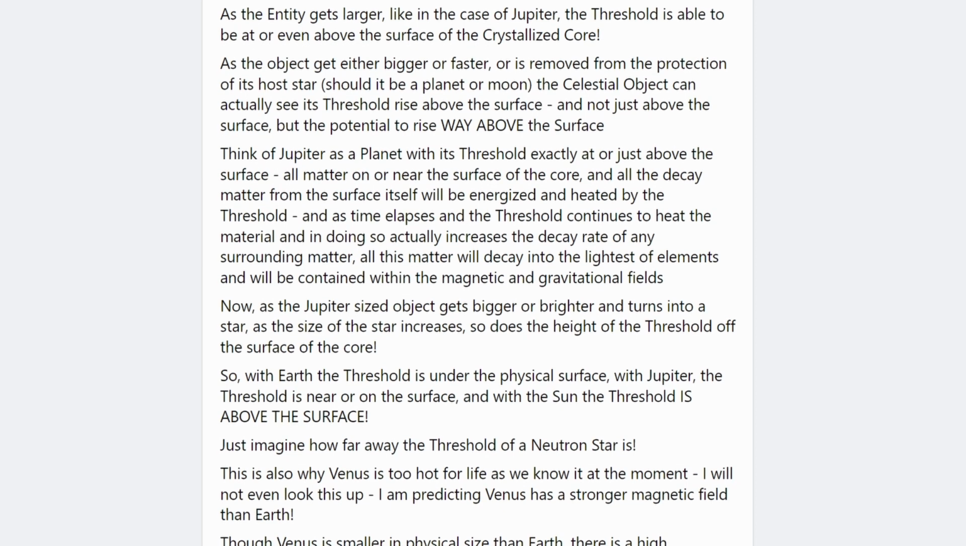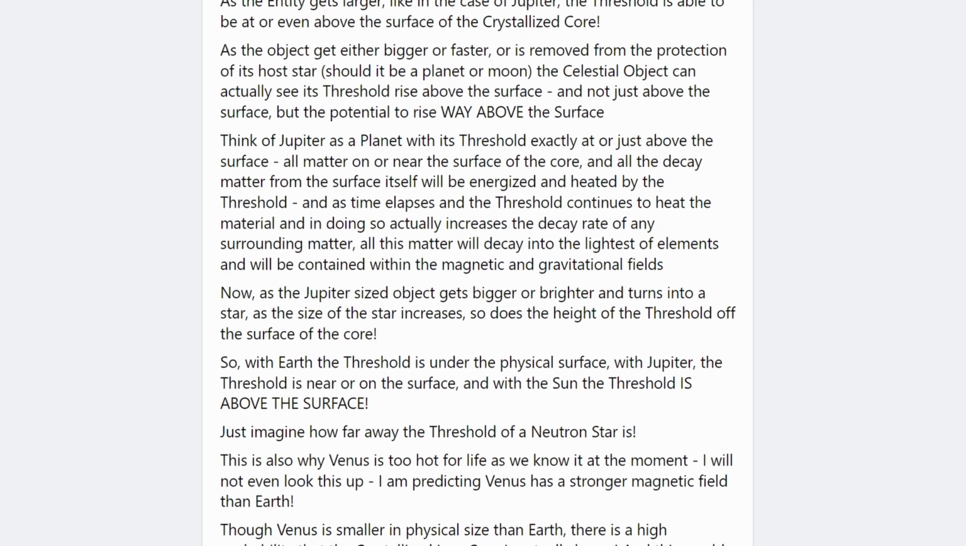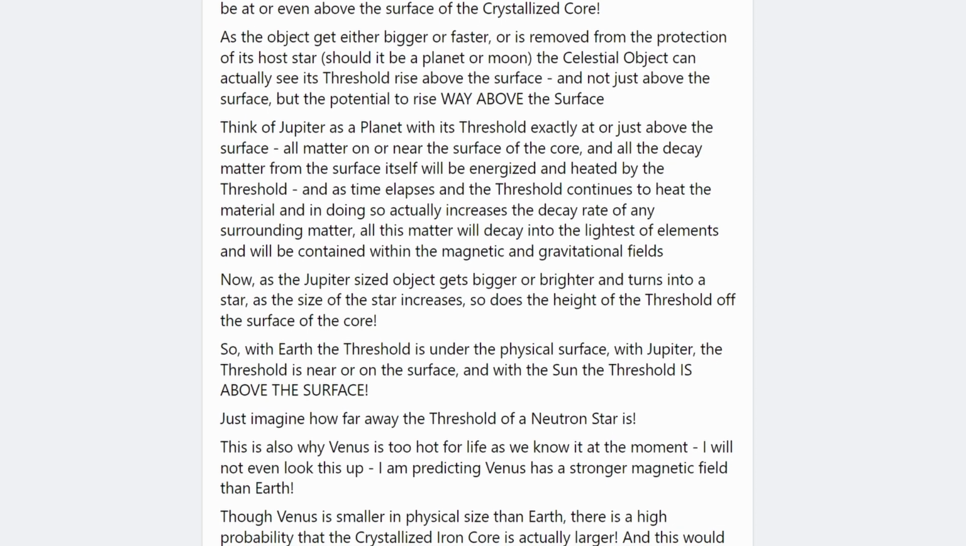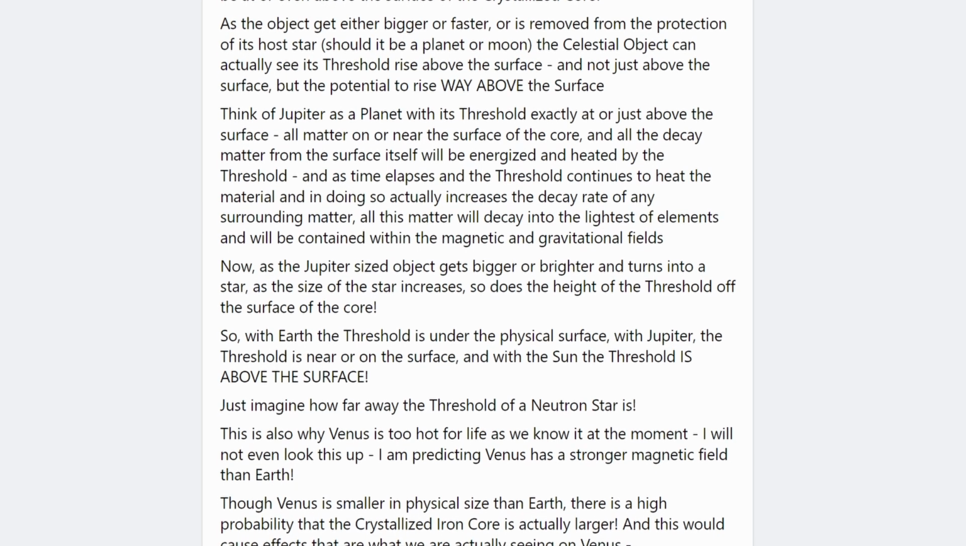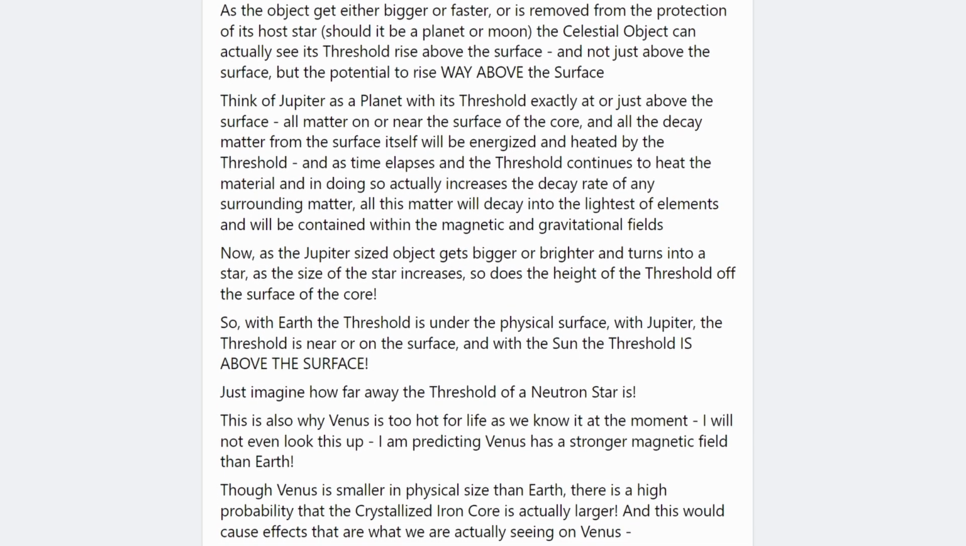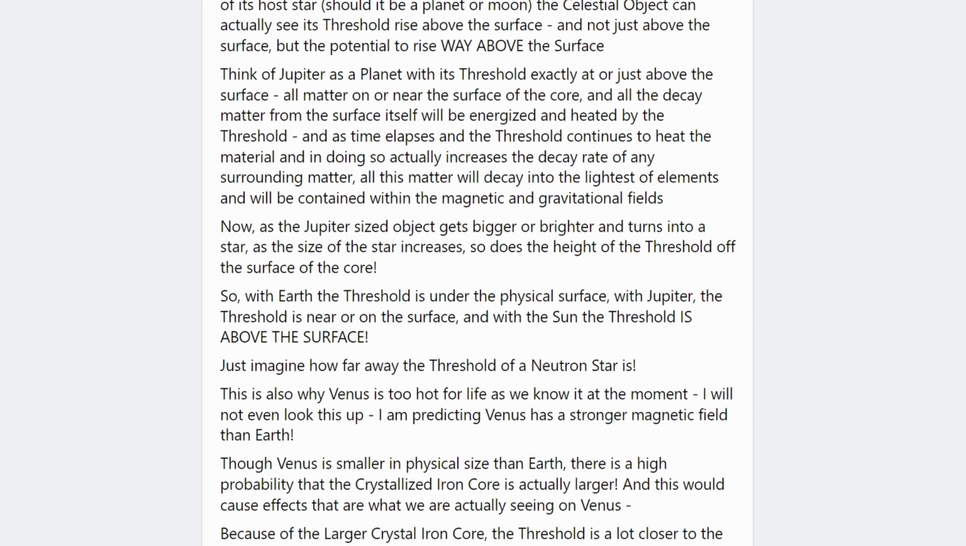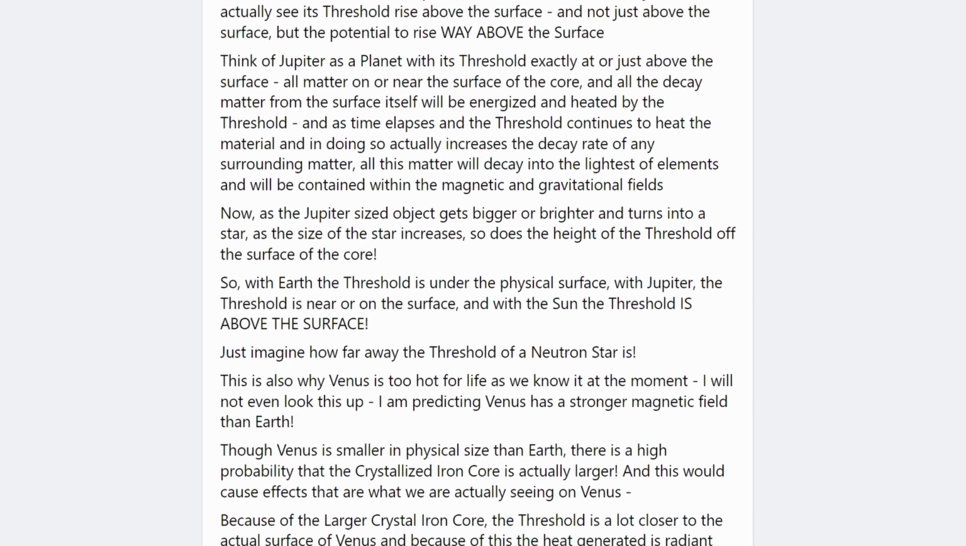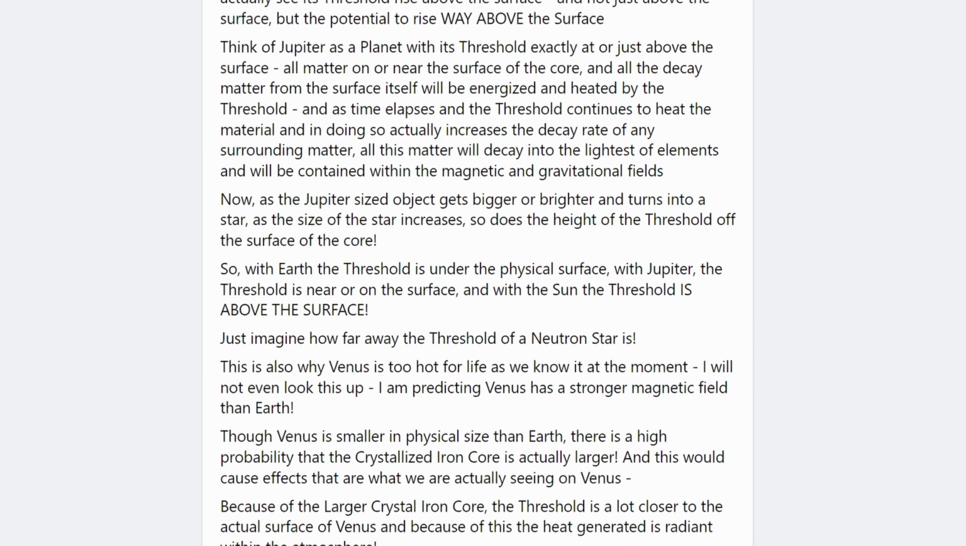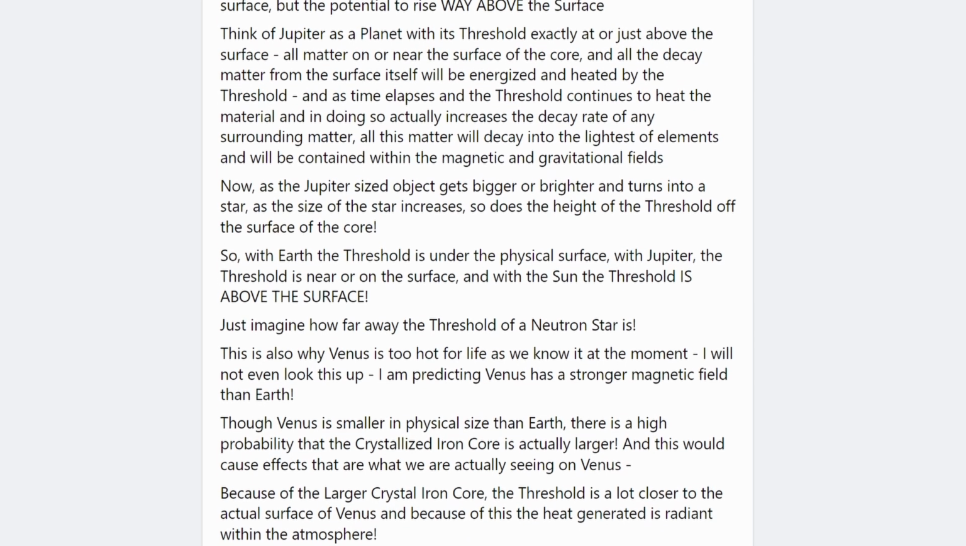Now, as the Jupiter-sized object gets bigger or brighter and turns into a star, as the size of the star increases, so does the height of the threshold off the surface of the core. So, with Earth the threshold is under the physical surface, with Jupiter, the threshold is near or on the surface, and with the Sun the threshold is above the surface. Just imagine how far away the threshold of a neutron star is.